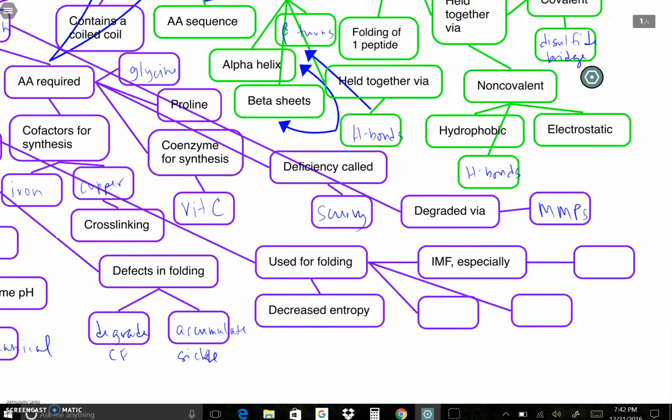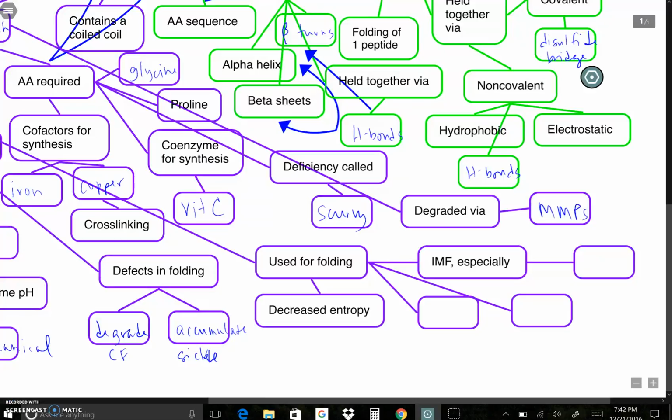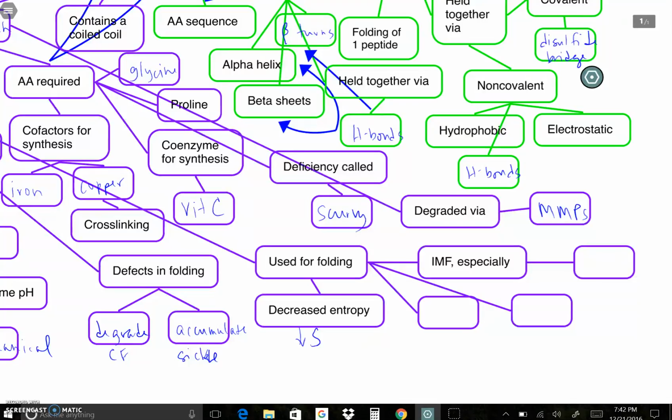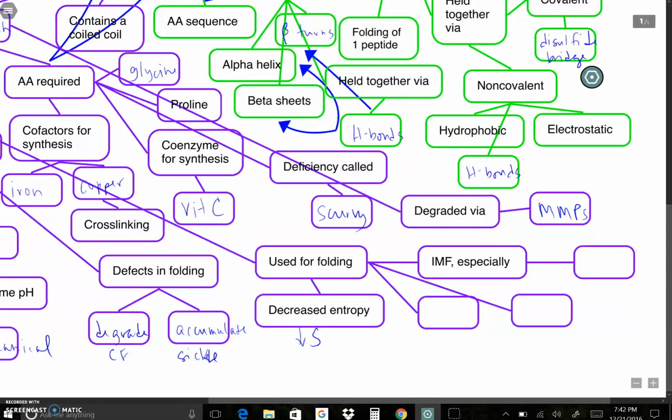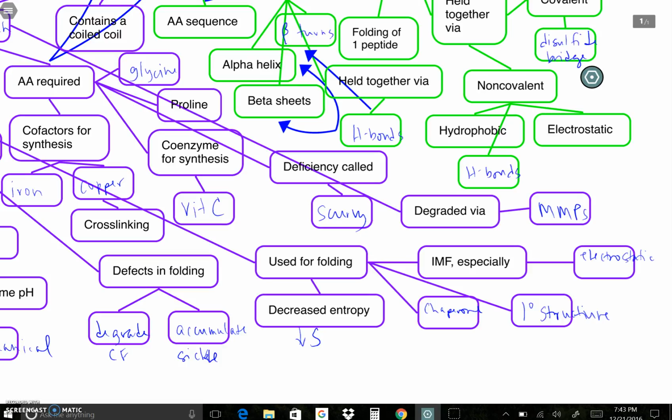When we fold these globular proteins, it's going to decrease entropy because there's a very specific thing that we're going to do. So we're decreasing that entropy, that S. We're making the cell more organized, which is what we want to do. The intermolecular forces, especially your electrostatic interactions, are really important for your globular folding. And then we need chaperone proteins to help in the folding process. The primary structure of the amino acid sequence is extremely important for helping us fold correctly. If you have one little mutation in that amino acid sequence, that protein can't fold correctly.